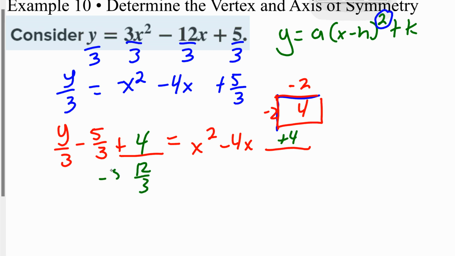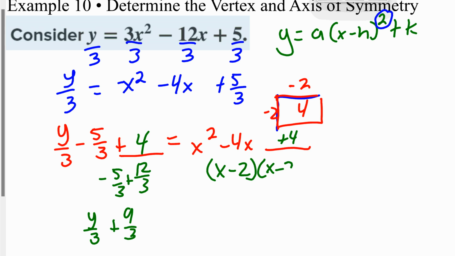So 12/3 minus 5/3 is 7/3. Y over 3, and it's a positive 7/3. Then this can factor to (x minus 2) times (x minus 2), because -2 times -2 is 4, and -2 minus 2 is -4. And I can write my quantity squared, which is what I'm after. All right. And now I need to just solve for y.